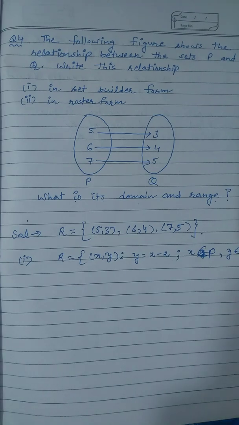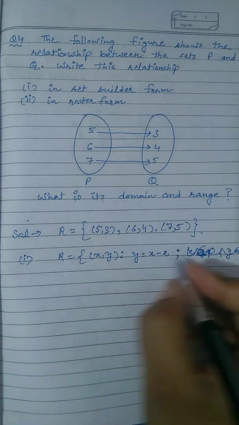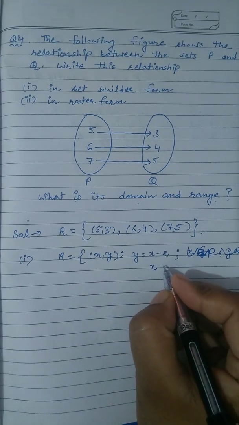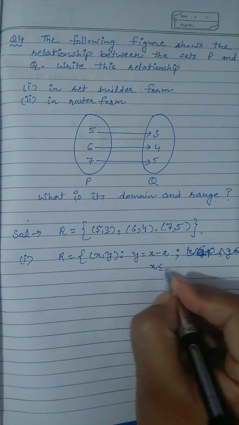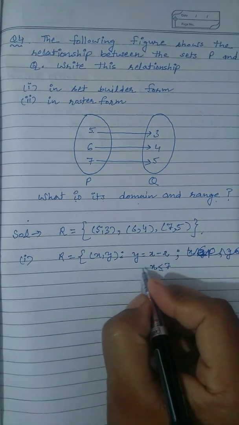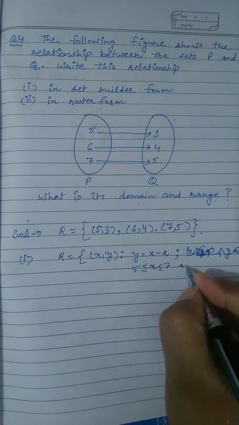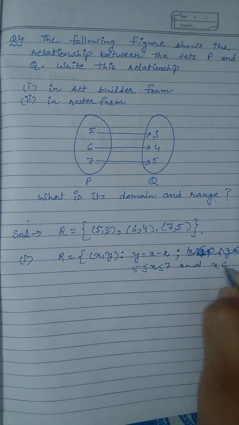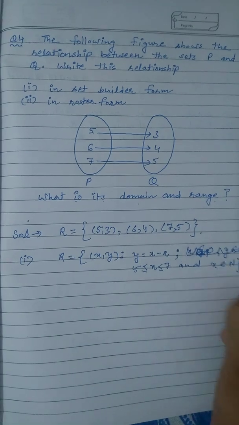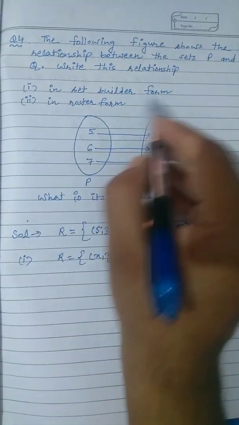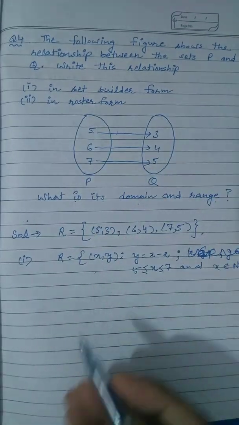Okay, moreover, we can say x is less than or equal to 7, greater than or equal to 5, and x belongs to natural numbers. So this is the way in set builder form we can write this relation.